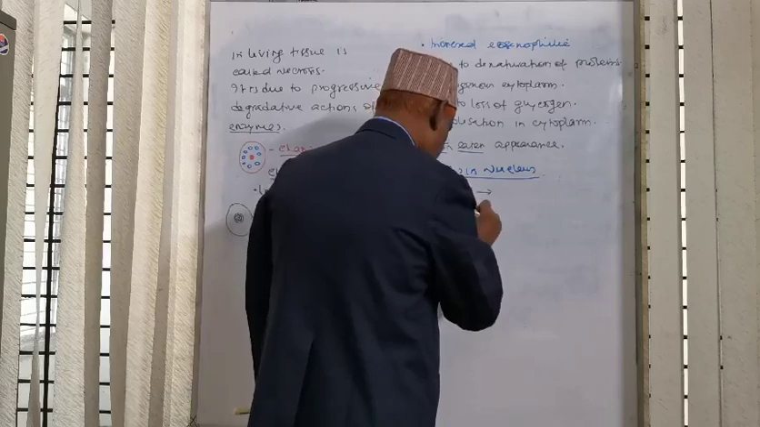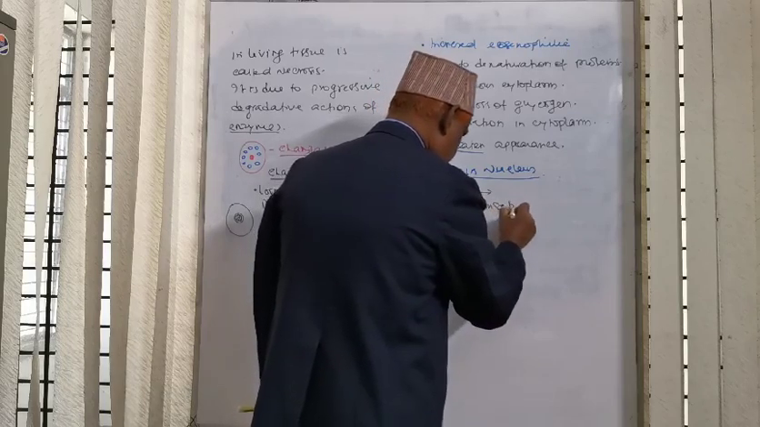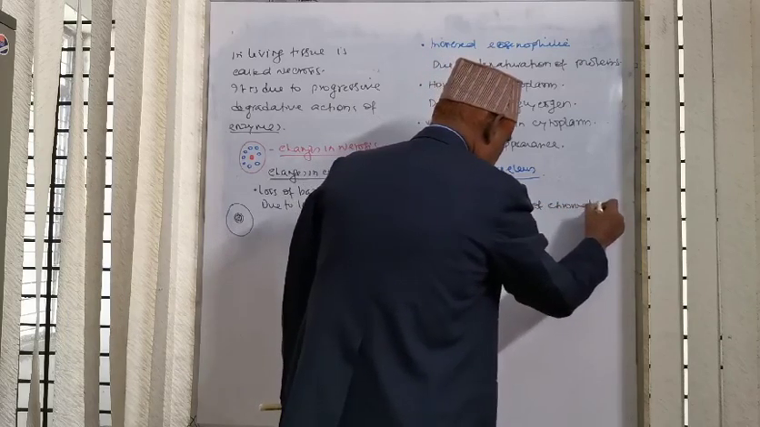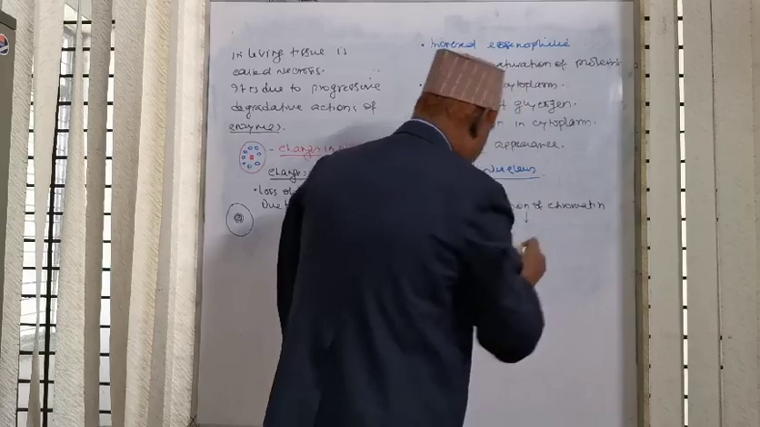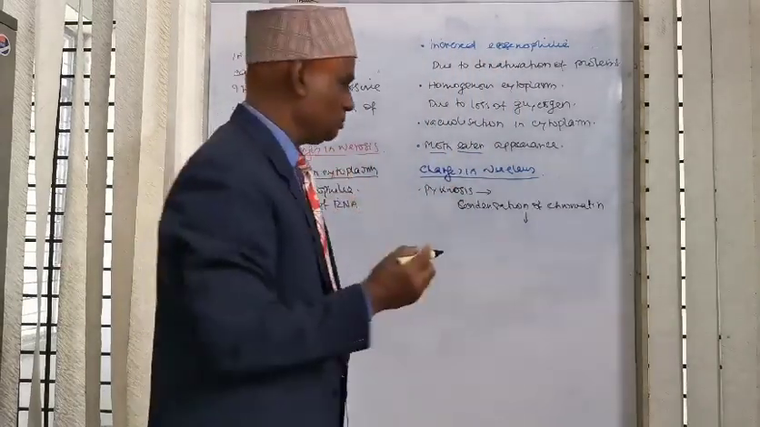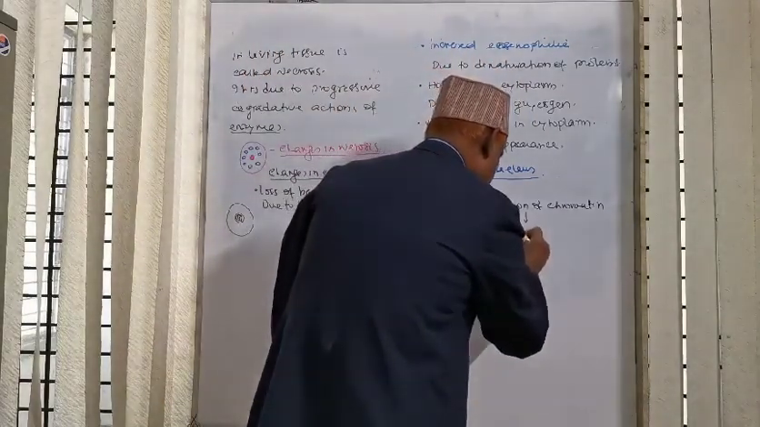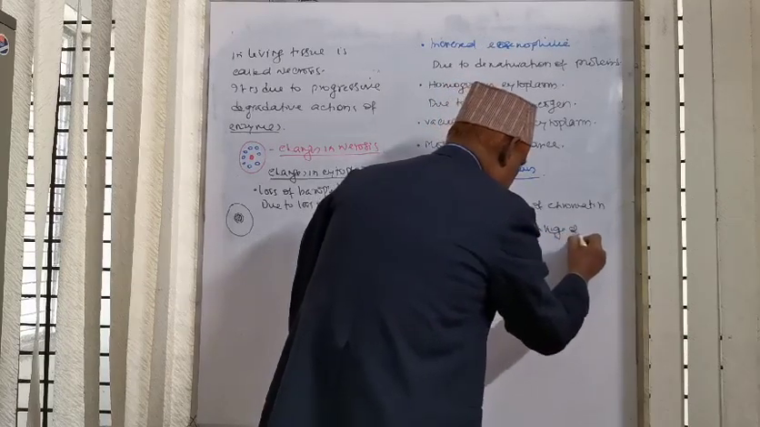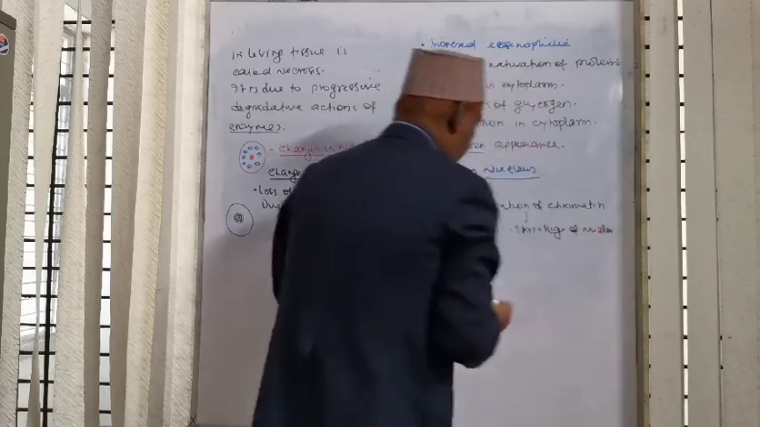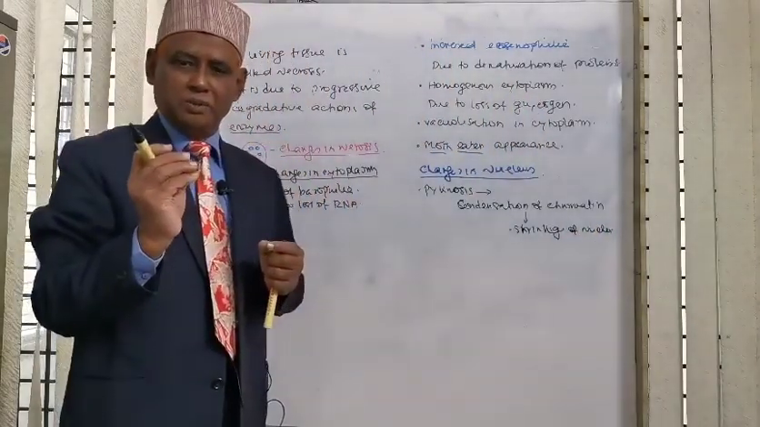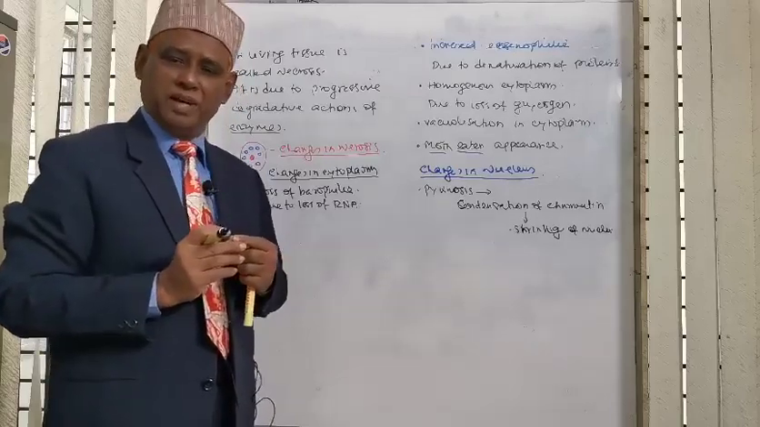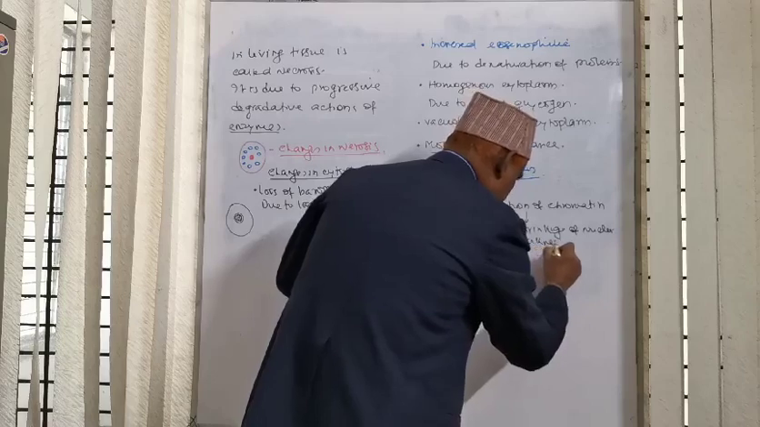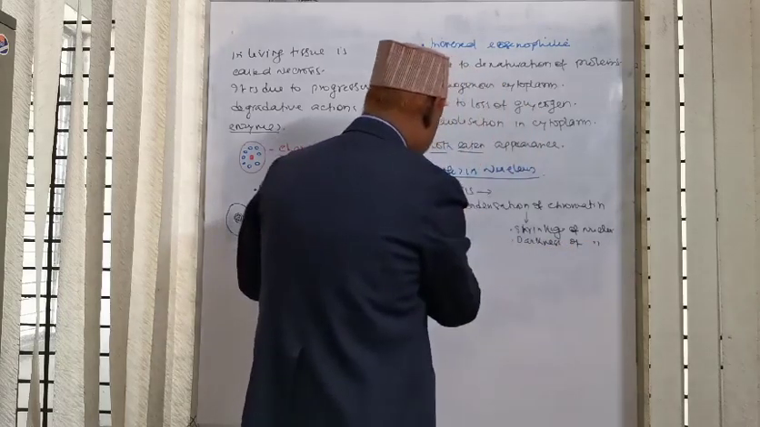Pycnosis is the condensation of chromatin. As there is condensation of chromatin, the size of the nucleus becomes smaller, so there is shrinkage of the nucleus. As this nucleus is smaller in size, pycnotic, the color becomes dark. So shrinkage of the nucleus and darkness of the nucleus is called pycnosis.